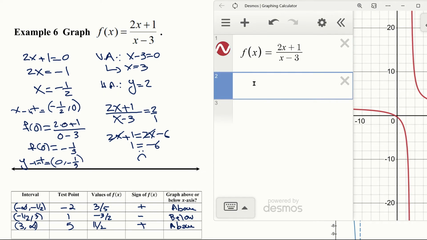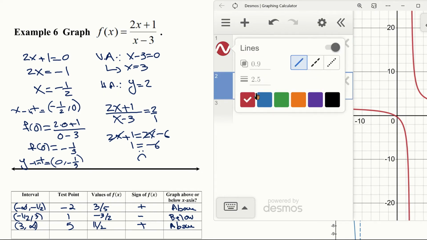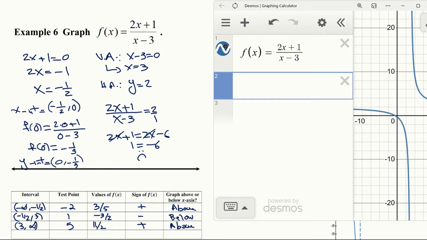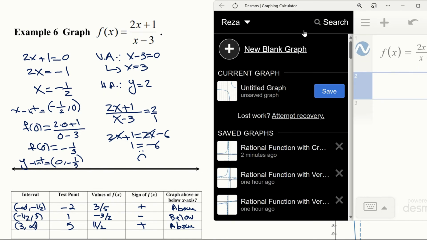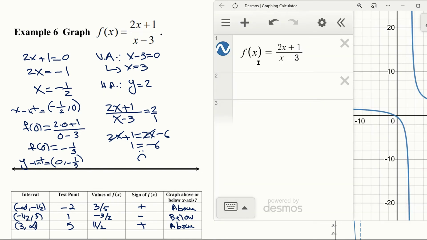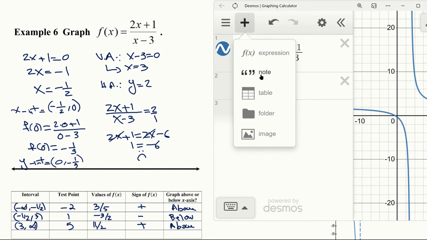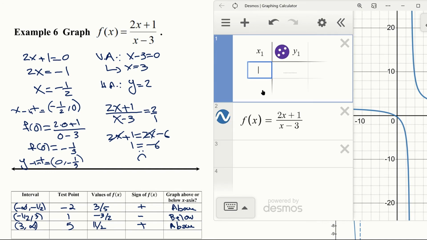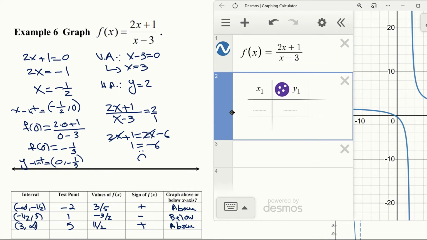Now I'm not worried about the graph at this point. What I want you to see is the table feature, which can immediately give you some numbers by just plugging in, making the table. So watch. Actually that's not the one I want, add table. Here, actually I'm going to put it below this.